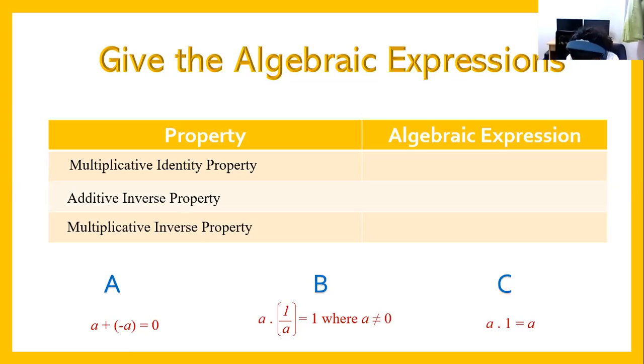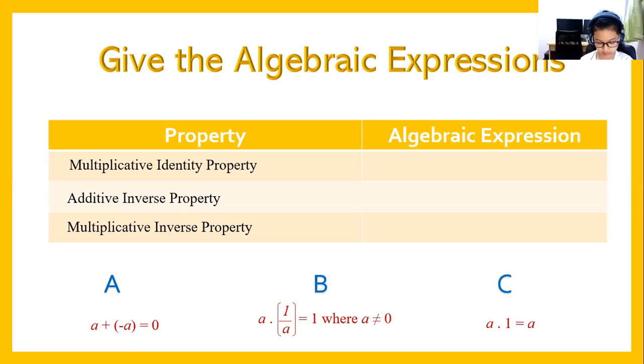So multiplicative identity property means that whatever number you multiply by 1 will be the same value. It will not change the value of the number. Additive inverse property is that any number added to its opposite is equal to 0. And multiplicative inverse property is that any number multiplied by its reciprocal is equal to 1, given that the number or the variable is not equal to 0. Except 0, of course. You get it, Christelle?